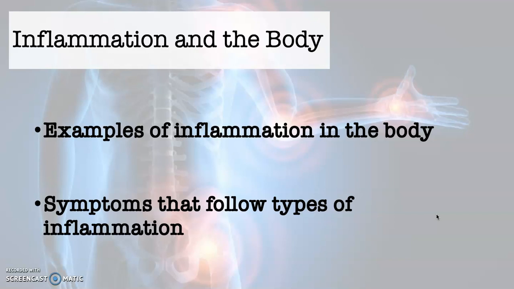Some of the symptoms that follow these examples include muscle stiffness and joint pain, which can be correlated with types of arthritis. And with chronic conditions, usually you see symptoms of fever, chills, fatigue, or headaches, or if it's a worsening condition, it can be exacerbated.